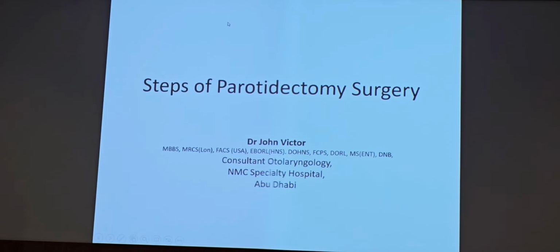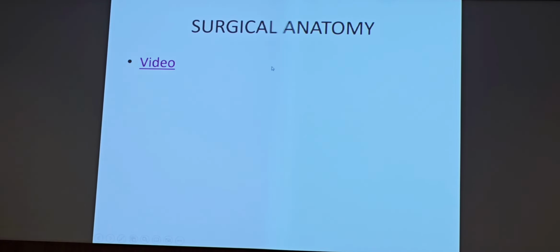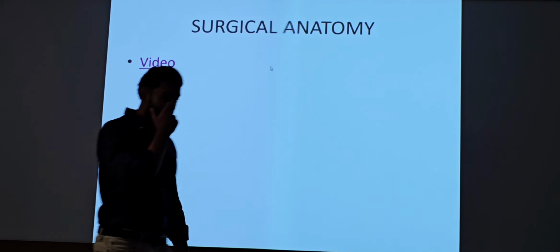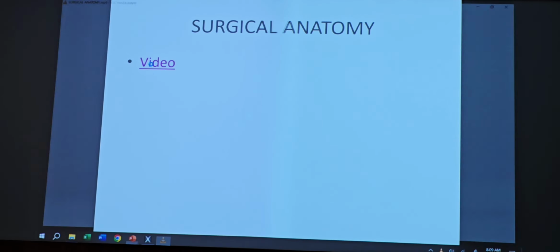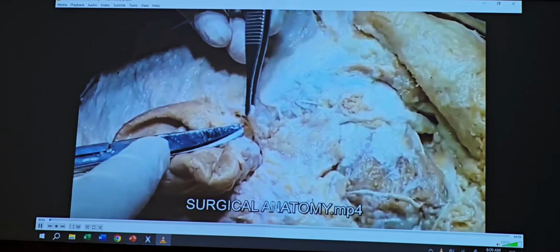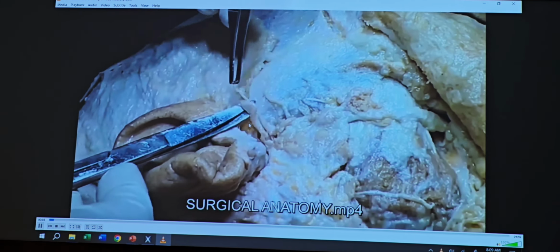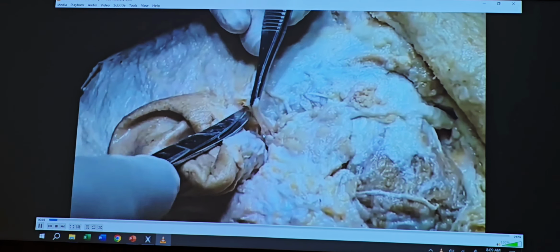Surgeries that will be performed. So before that, we'll just go through the surgical anatomy. So this is the parotid gland, and on the superior surface, you can see this neurovascular bundle.